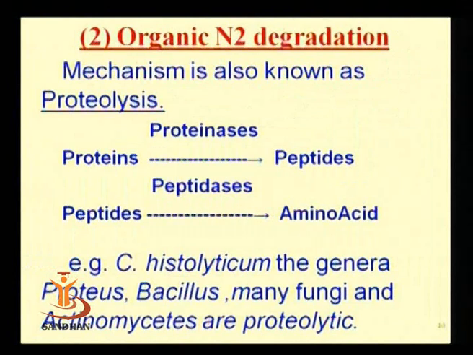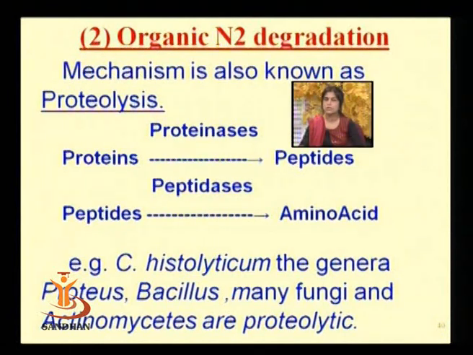This organic nitrogen compound now has to be degraded. So, our second step of the nitrogen cycle is organic nitrogen degradation. It is often known as proteolysis, that is, degradation of proteins to peptides and peptides to amino acids by the enzymes proteinases and peptidases. Organisms like Clostridium, Proteus and Bacillus present in the soil can easily carry out this reaction. The protein has been degraded.